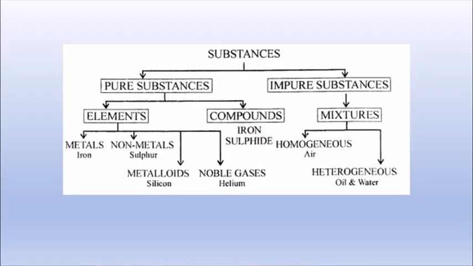So the substances which can be found in the earth's crust can be pure substances or impure substances. Pure substances can be elements or compounds. Elements can be metals, non-metals, metalloids and noble gases. Compounds can be formed when two elements combine. Mixtures are homogeneous or heterogeneous. So we are going to study about metals, non-metals and metalloids.